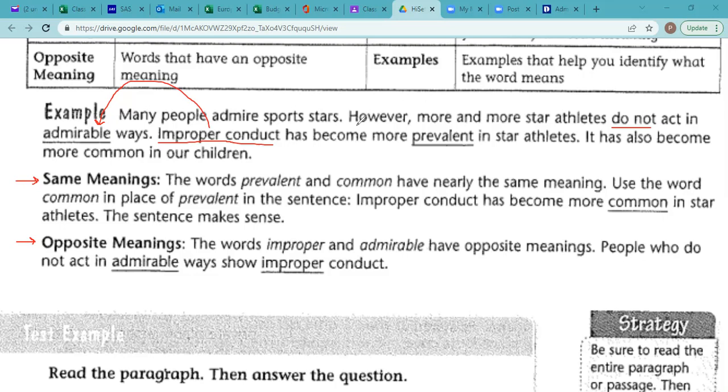But if you're just taking the word admirable and improper, it would mean that it's opposite, and that would be more like an antonym. Okay, so if we were to take that sentence, the word improper, and change it to, let's say, proper, and we read that over with, more and more star athletes do not act in proper ways, it would make sense.